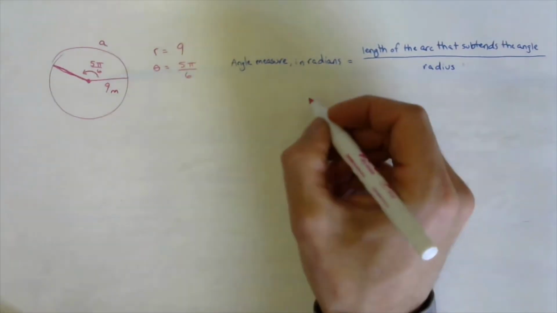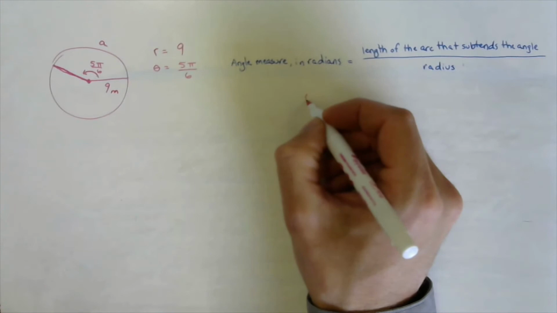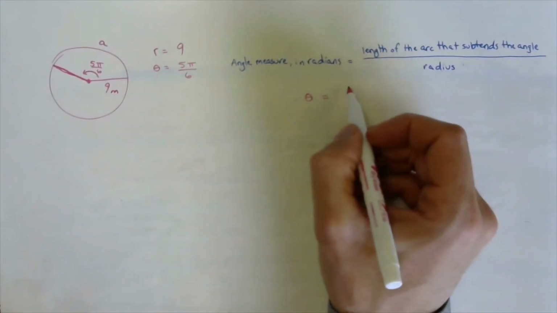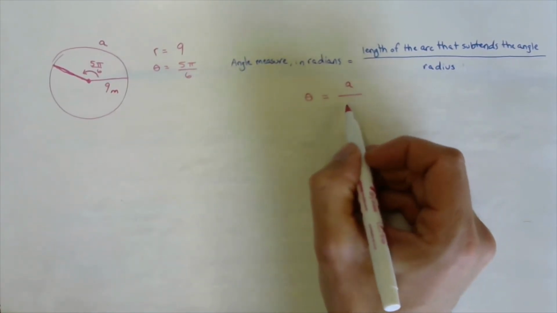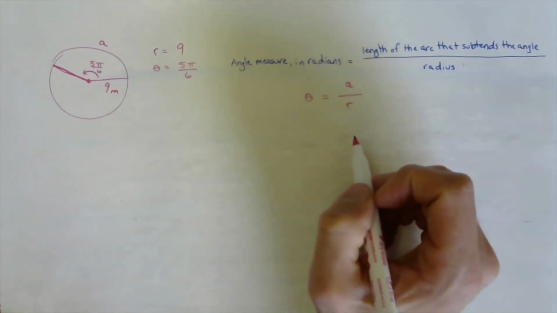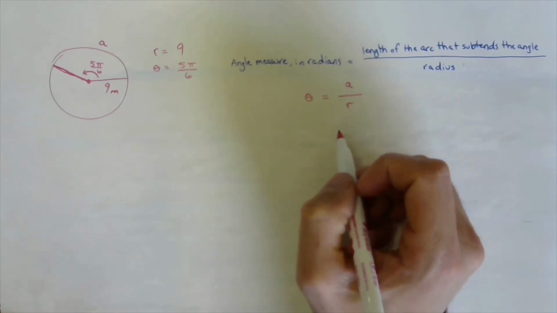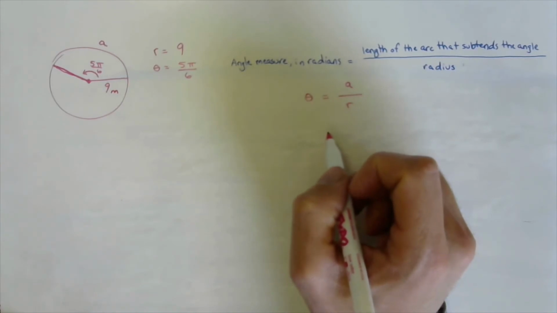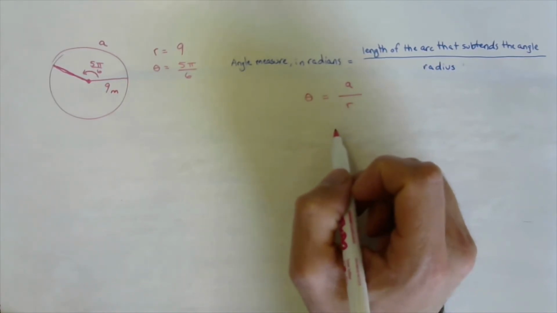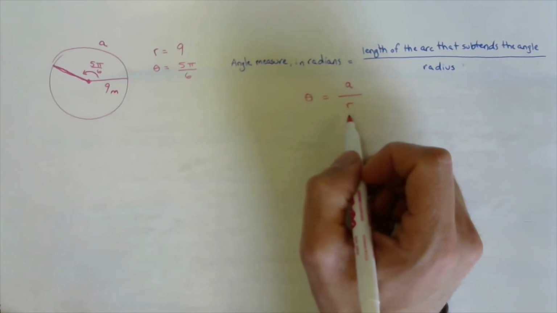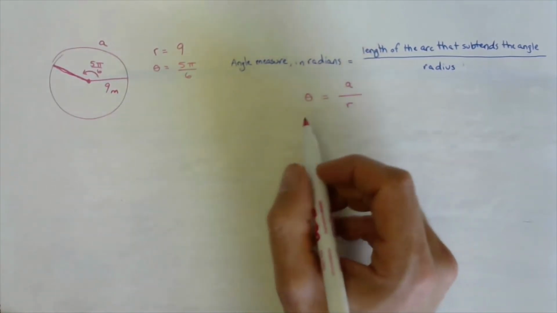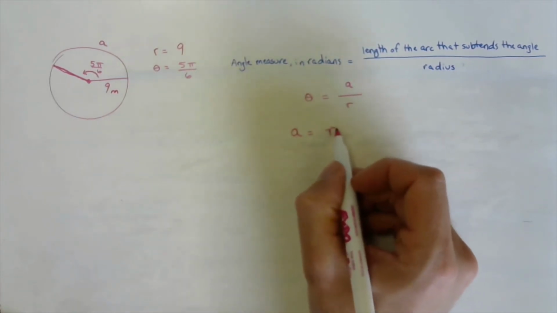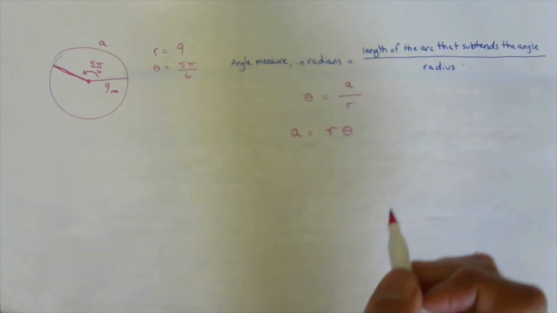So what do we have? We've got the angle measure in radians, theta, equals the length of the arc that subtends the angle, A, over R. Sub in the things that we know, or we can rearrange the formula first to express it in terms of A, which is what we want to find. So I can multiply both sides by R, and that would get me A by itself. Multiply both sides by R, I would end up with A equals R times theta.